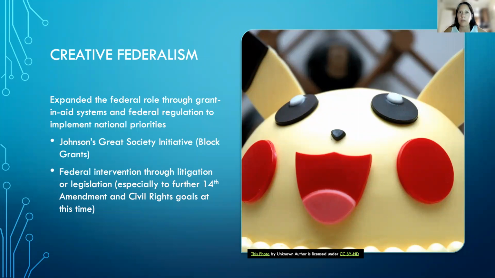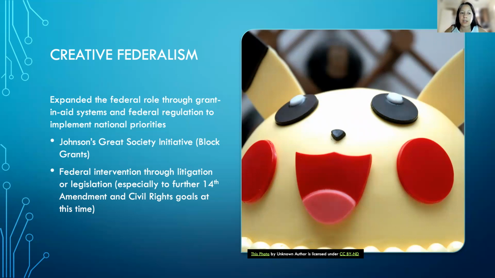I think it's the most obvious with the civil rights movements or legislation that's coming out of this time and litigation that's coming out of this time, but it can also apply to setting the groundwork for some of the water policies that come about later. Creative federalism expands the federal role through grant and aid systems, but this time federal regulation is directly tied to national priorities.